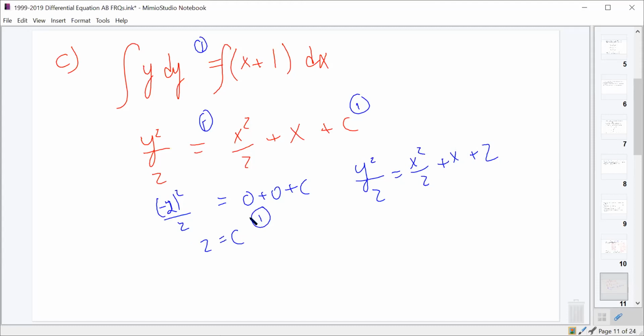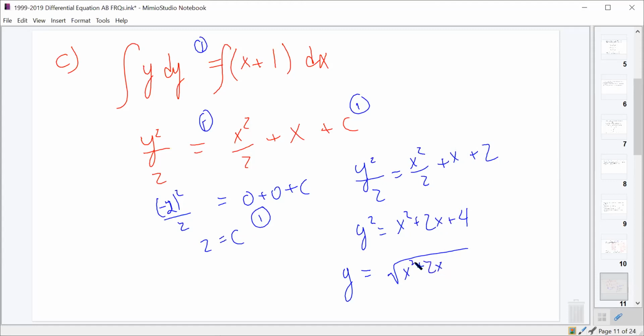And then your 5th point comes for solving for y. So we'll multiply everything by 2. And then this is the part that's important here. When we square root, we end up getting either the plus or the minus. Right? It could be positive or negative square root.